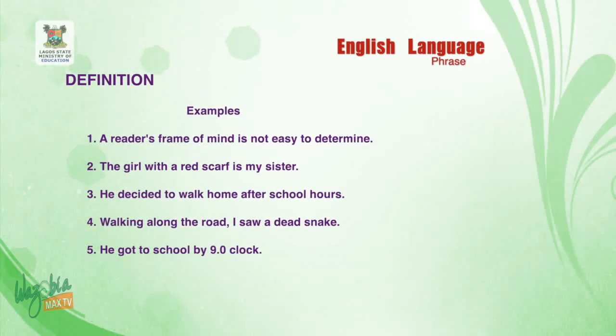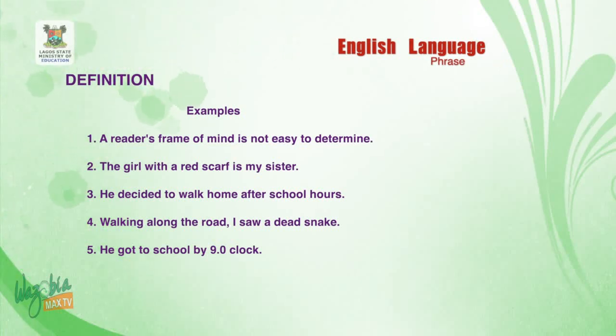Let us see these various examples. A reader's frame of mind is not an easy thing to determine. A reader's frame of mind is a phrase. The girl with a red scarf is my sister. With a red scarf is a phrase. He decided to walk home after school hours. To walk home after school hours is a phrase. Walking along the road, I saw a dead snake. And he got to school by 9 o'clock. By 9 o'clock is also a phrase.